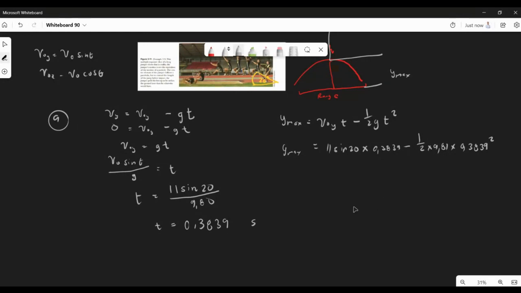So always be aware of the distinction between VOY and VY, and VOX and VX. It's very important to understand the difference between the two. One is a velocity in the x direction, and one is a component of the initial velocity.